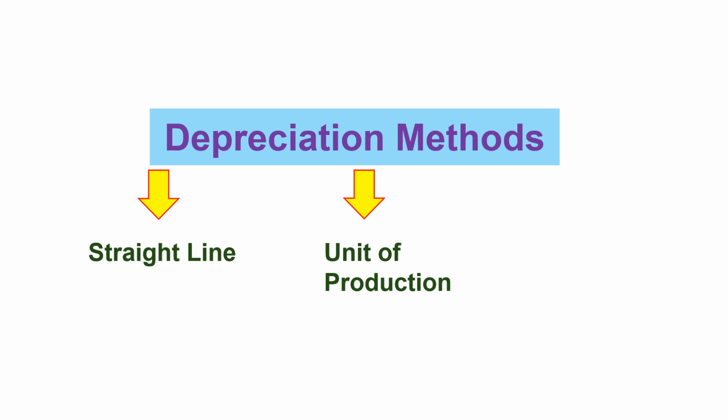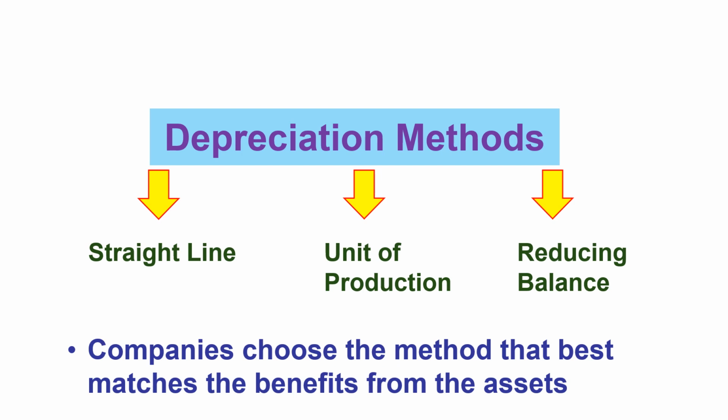Let's discuss depreciation methods. The first method is the straight line method. This is already discussed in another video, so do watch that video. The second method is the unit of production method, and the third one is the reducing balance method. Remember, companies choose the method that best matches the benefits from the assets. If the benefits from the assets are equal in each period, we use the straight line method. However, if the benefits depend on how the asset is used in each period, then we need the unit of production method. In this video, we are going to discuss the unit of production method.